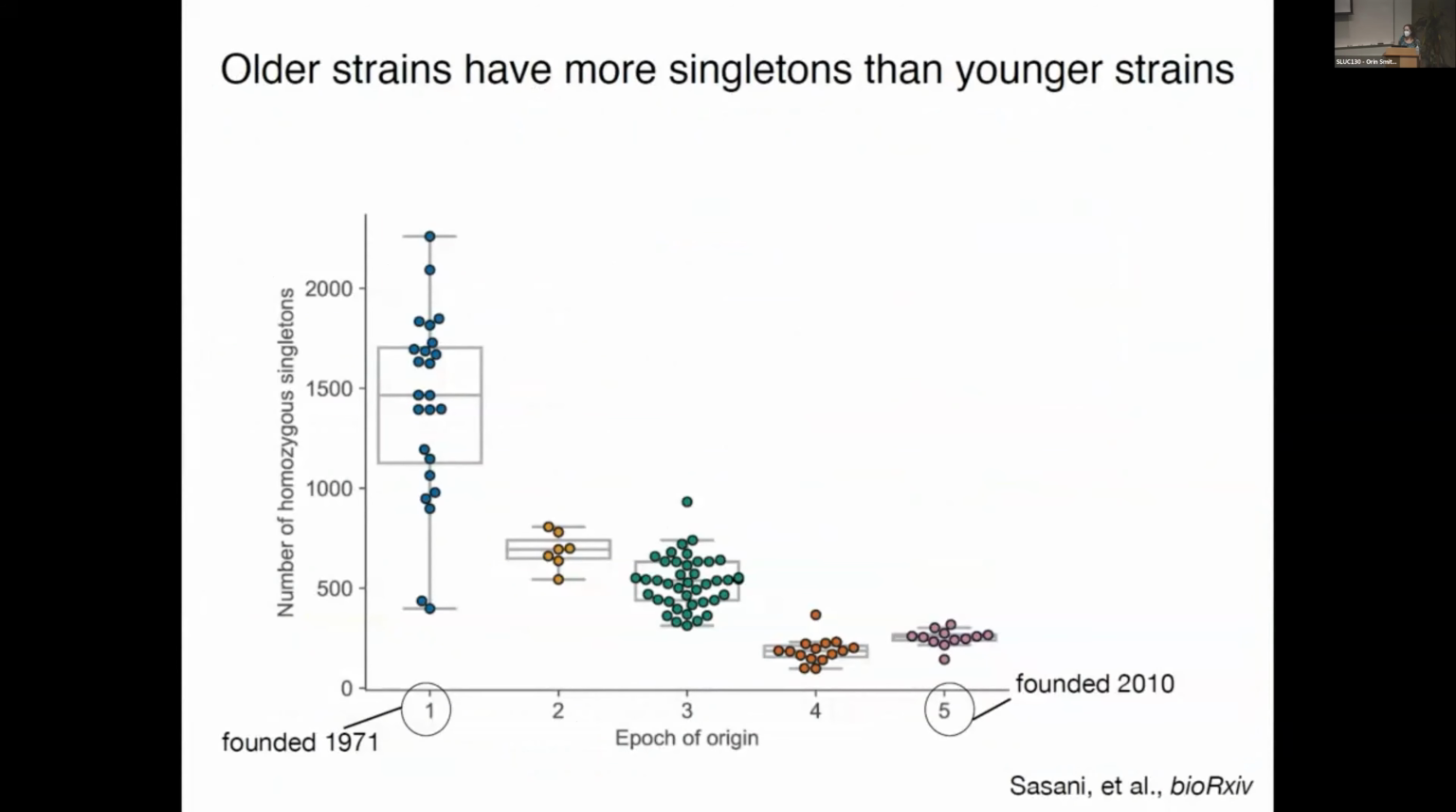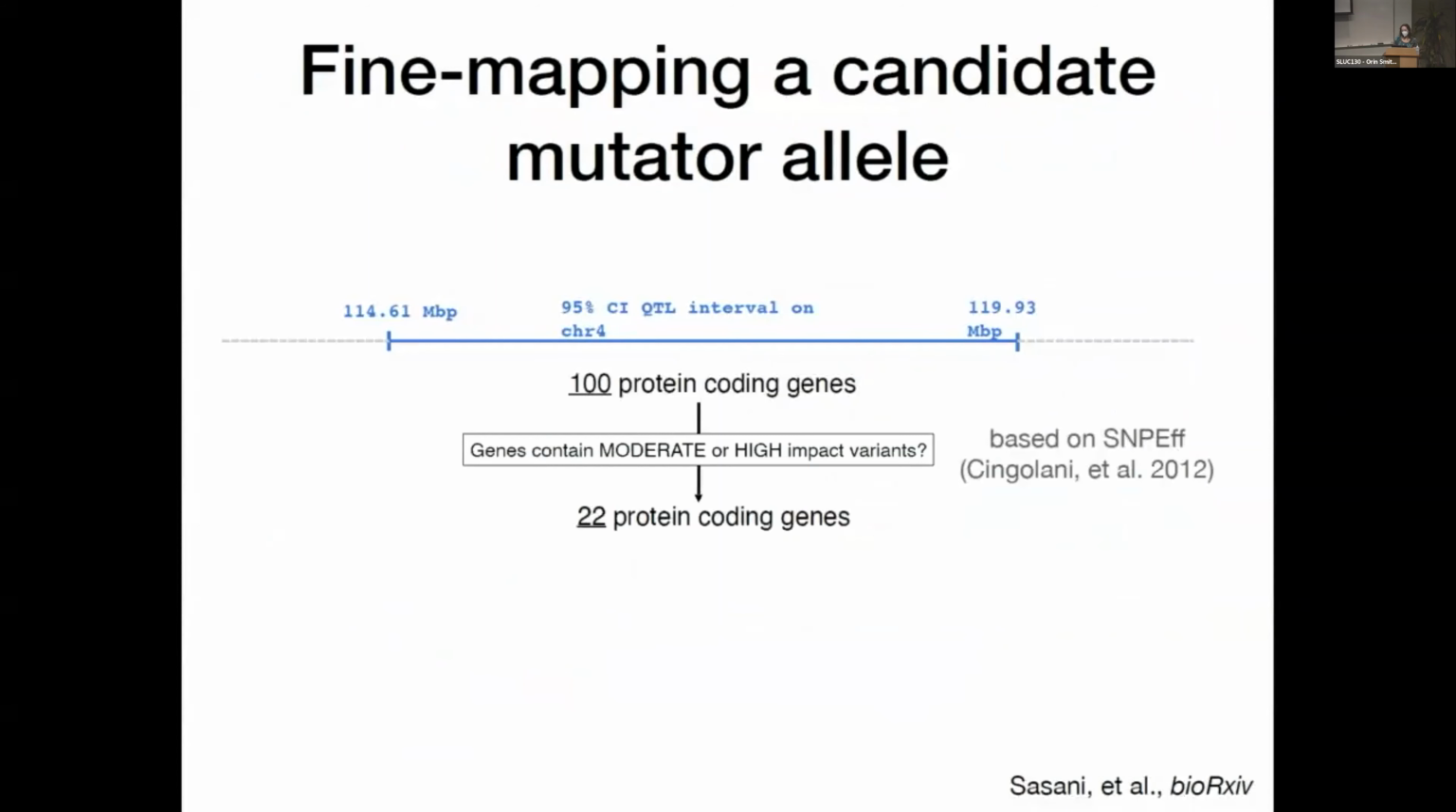And so, of course, we wanted to figure out what gene might be responsible. The QTL interval mapped by this experiment contains about 100 genes, but only 22 of them have a good candidate high impact protein coding variant.